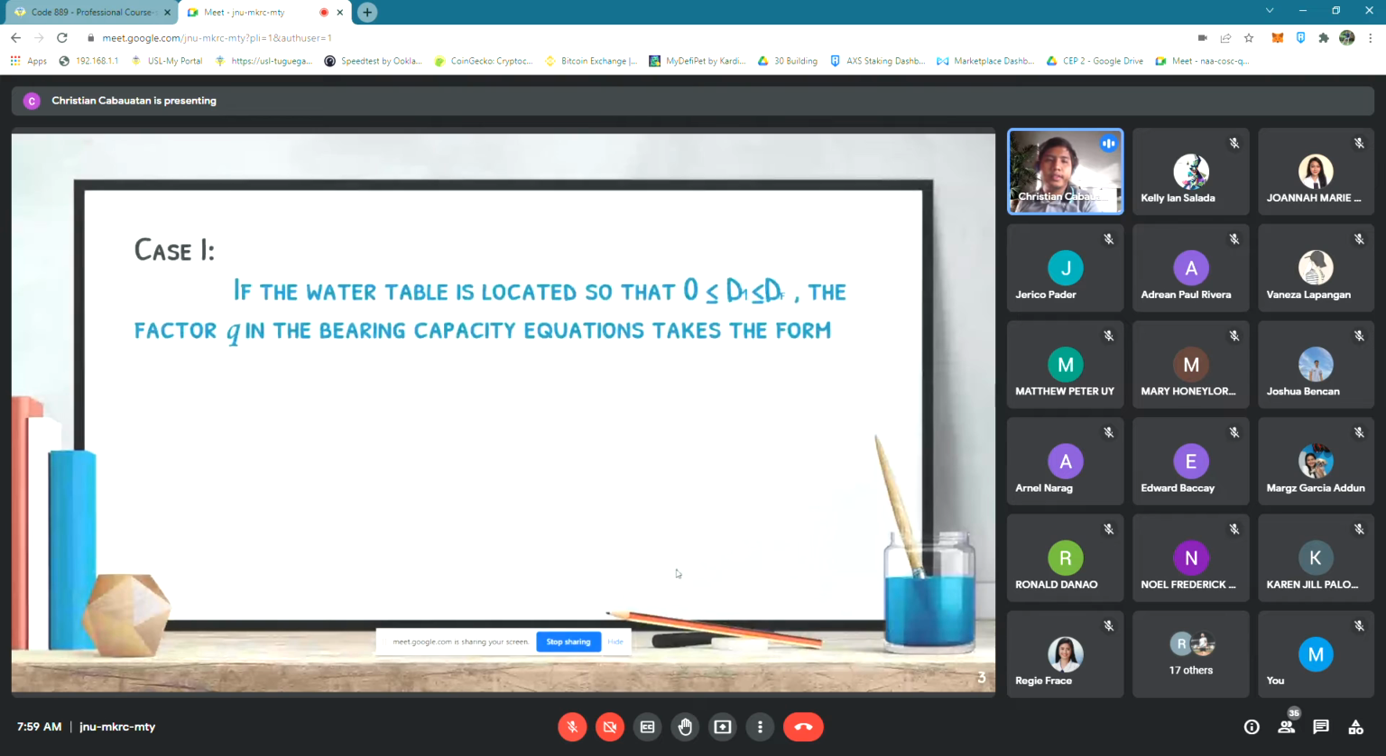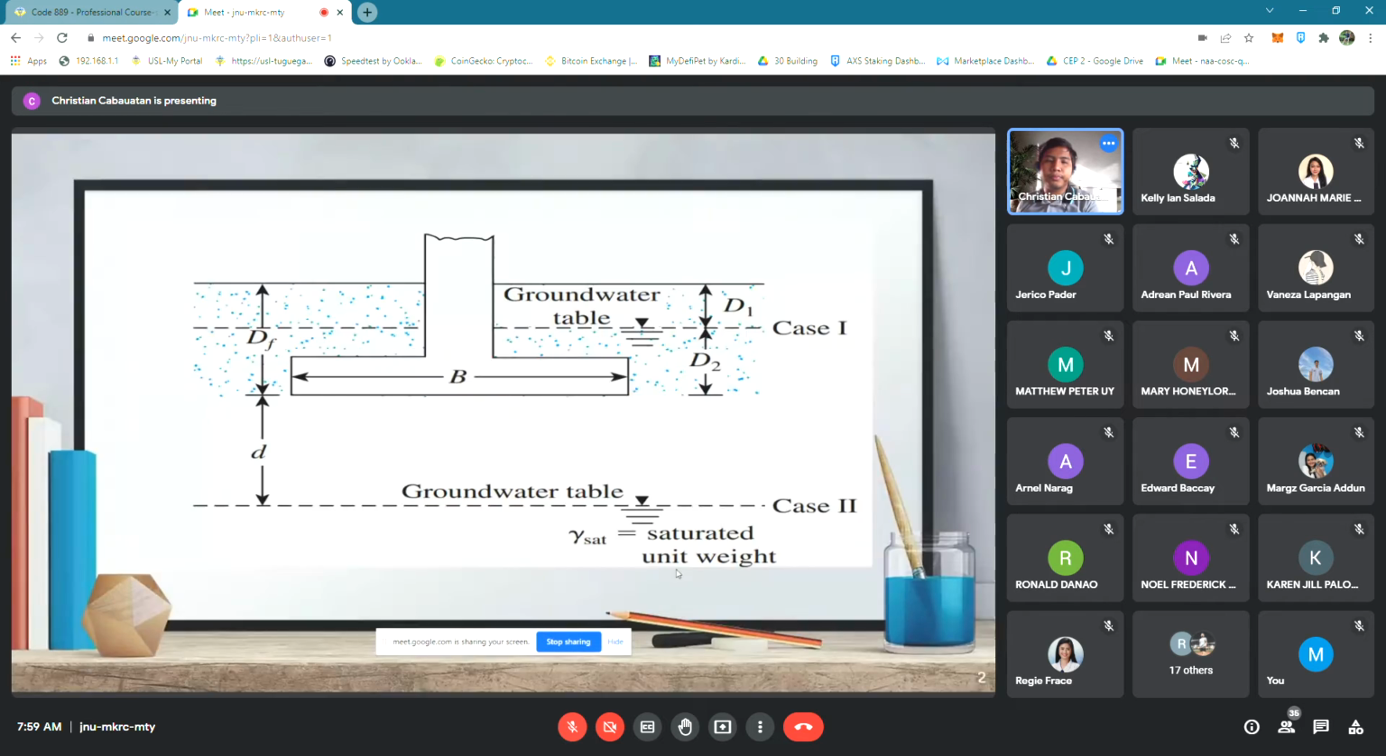Okay? Let's see the figure. Ito na nga po siya. The small letter D there is the depth of the footing up to the depth of the groundwater table, below the depth of the footing. And then it should be greater than zero, which is the natural grade line, or natural ground line. And then it should be less than the width of the footing, which is letter B.